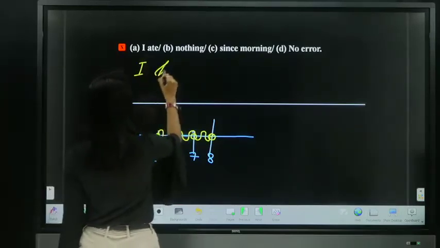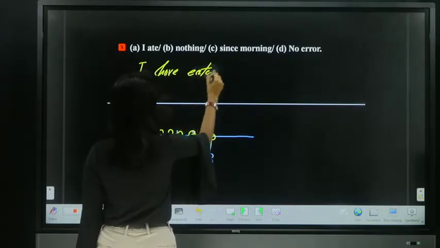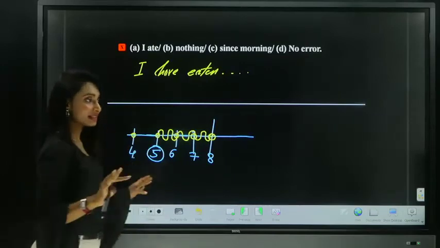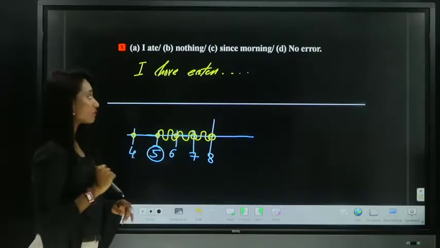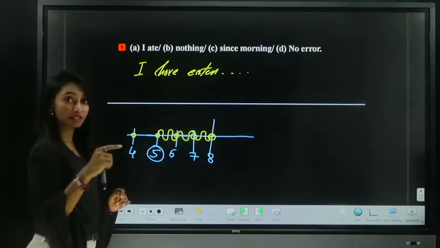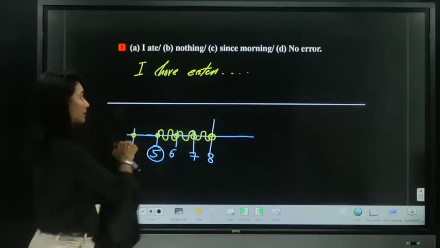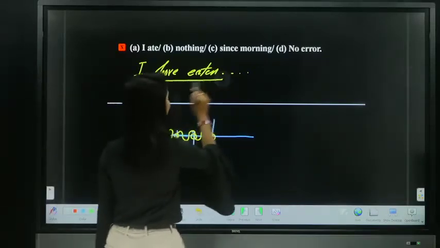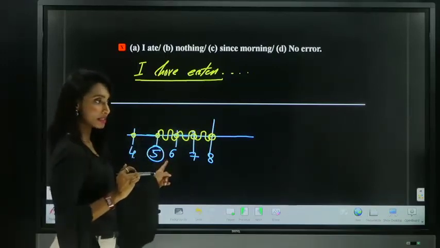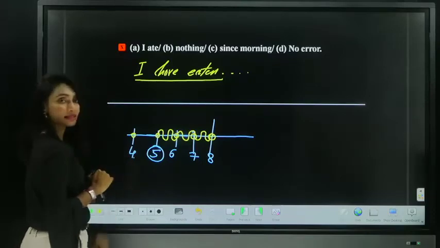So I have eaten nothing. I have eaten nothing. Been should not be used, Swapna. That is the error of yours. So been is used only if it is in continuous, which is not, in fact, in your answer, or in passive voice. So I have eaten nothing since morning. I hope it is clear. Yes, you have to drop been in your answer. So that is the correct one.